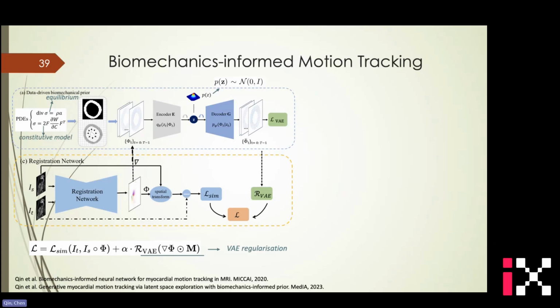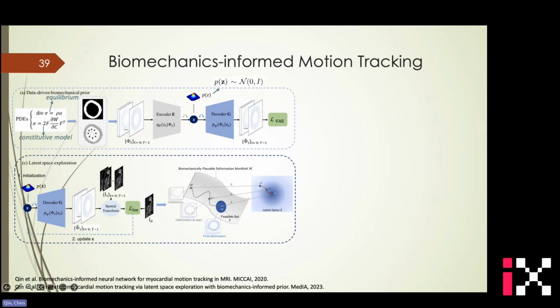And the second way of doing this: note that we have this variational autoencoder, which is a generative model. Can we generate this biomechanically plausible deformation directly from the latent space? So the second idea changes from the previous one. If you see a bit of change here, we take the decoder out and perform latent space exploration for registration. Basically, we assume that the information of this biomechanics has already been captured in the decoder. Given the latent vector, it should generate a biomechanically plausible deformation, but it can generate multiple ones.